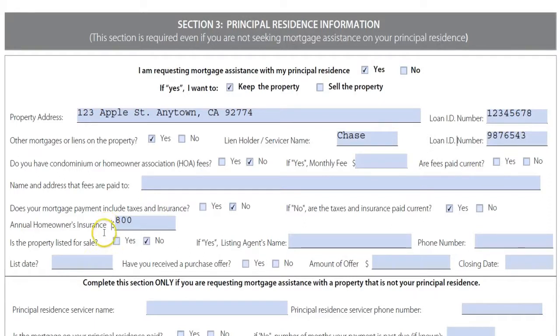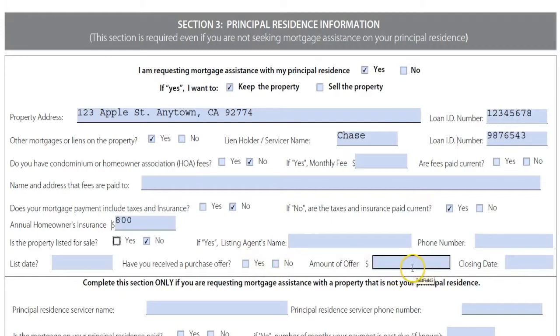If you are asking for a request to sell the property and it's a short sale that you're requesting, then they're going to be asking whether or not the property is currently listed for sale. If it is, you would mark yes, and you would fill in the listing agent's information, the listing date, and whether or not there's an offer on the property.